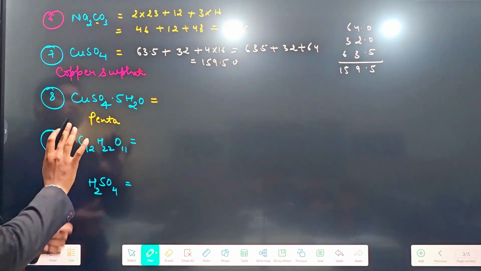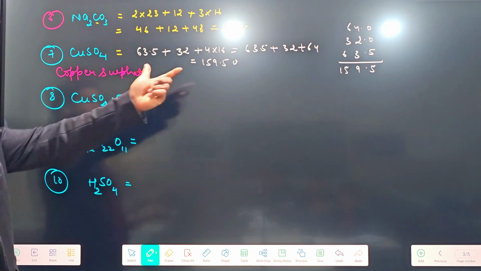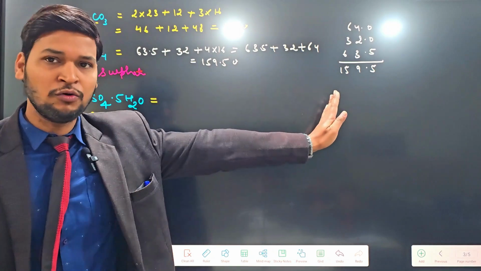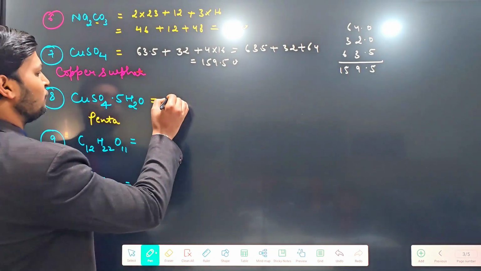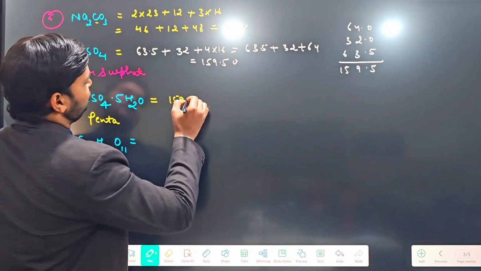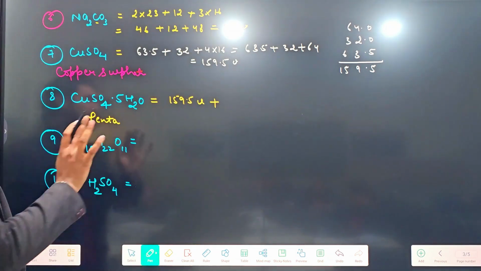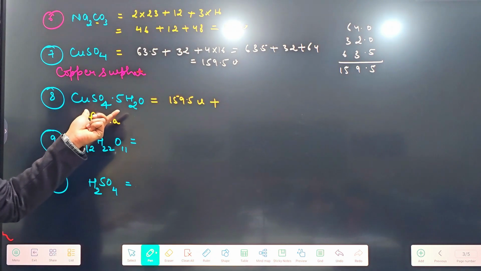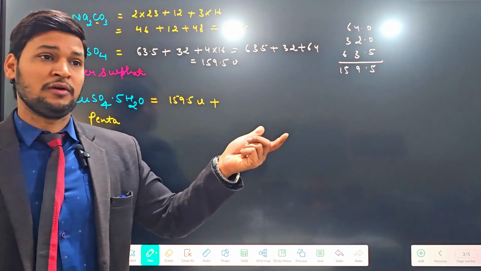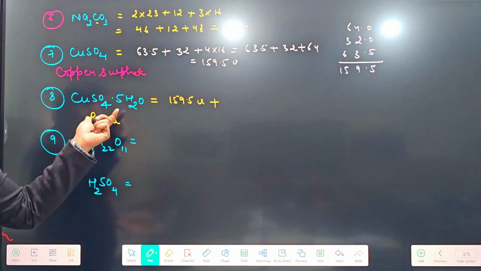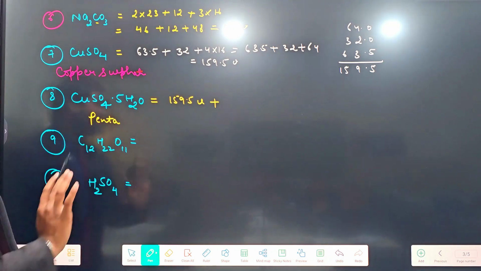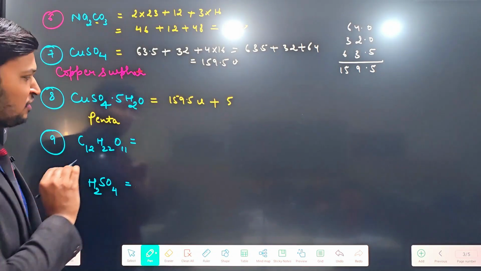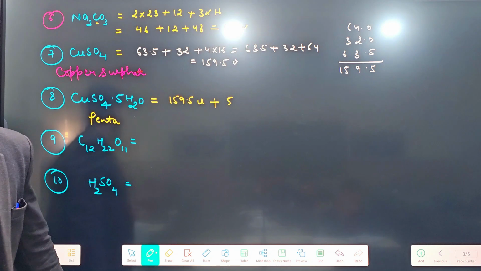Okay, CuSO4 we have already done. The atomic mass of copper sulfate is 159.5 U. So the same calculation will be continued till here, so directly I am writing 159.5 U. But remember, in the exam you don't have to write it as such. You have to write the complete calculation if such a question is asked, and there is a maximum probability that such questions will be asked. Then 5H2O will be there. So what will you write first of all? 5. Then the total molecular mass of water.